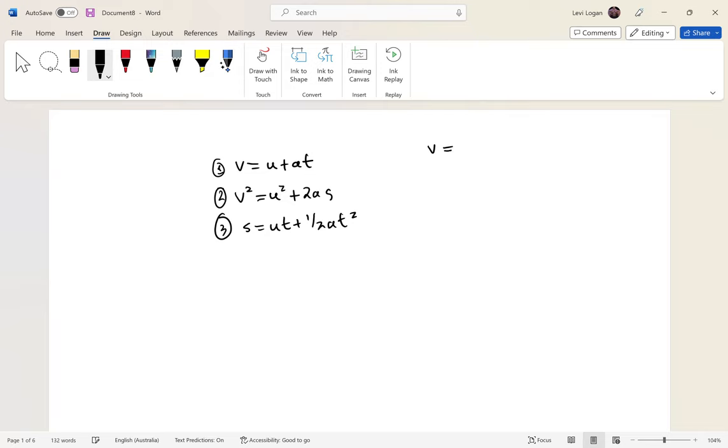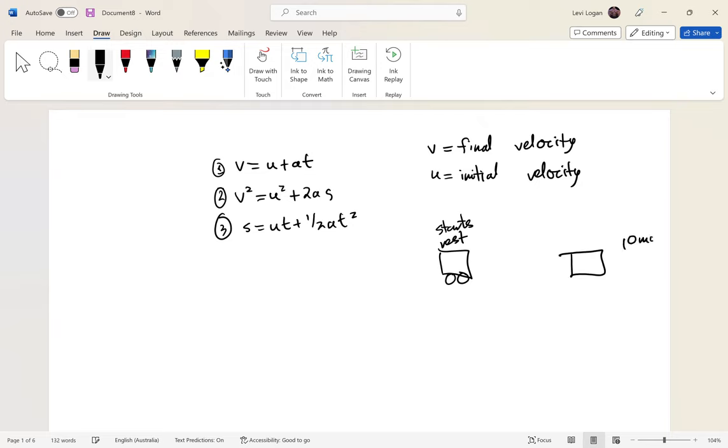v is the final velocity of an object. u is the initial velocity. Initial means start. So if a car starts at rest, and then over here it's 10 meters per second, the initial velocity is 0 meters per second, and the final velocity is 10 meters per second. That's what that means.